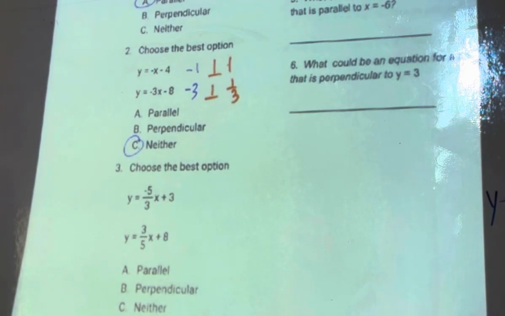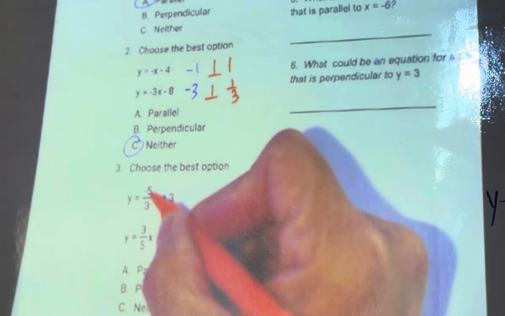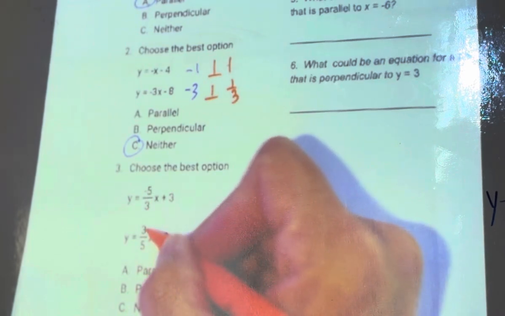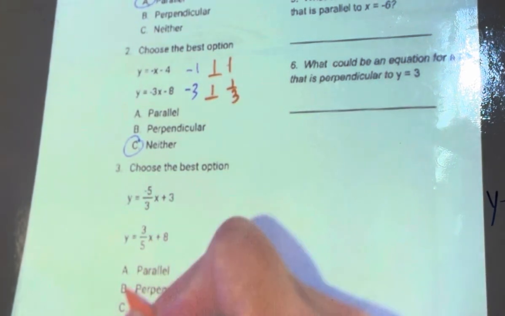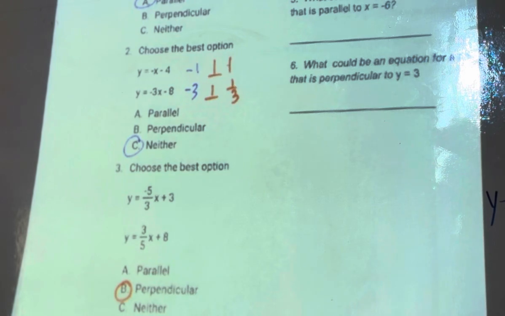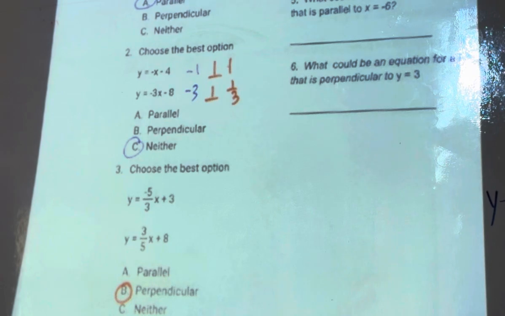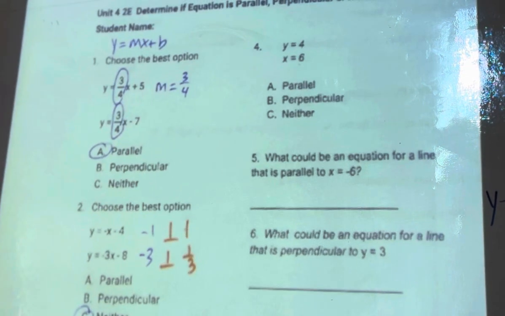Okay, number 3. Parallel, perpendicular, or neither? Perpendicular. So you're going to take the negative 5 over 3, you're going to flip it and change the sign. So that is perpendicular. So 4, 5, and 6 I added.